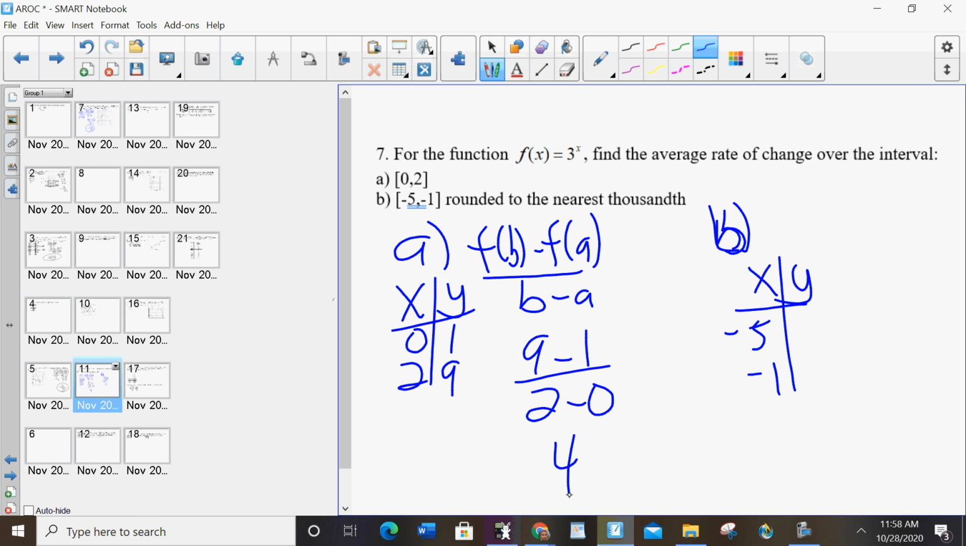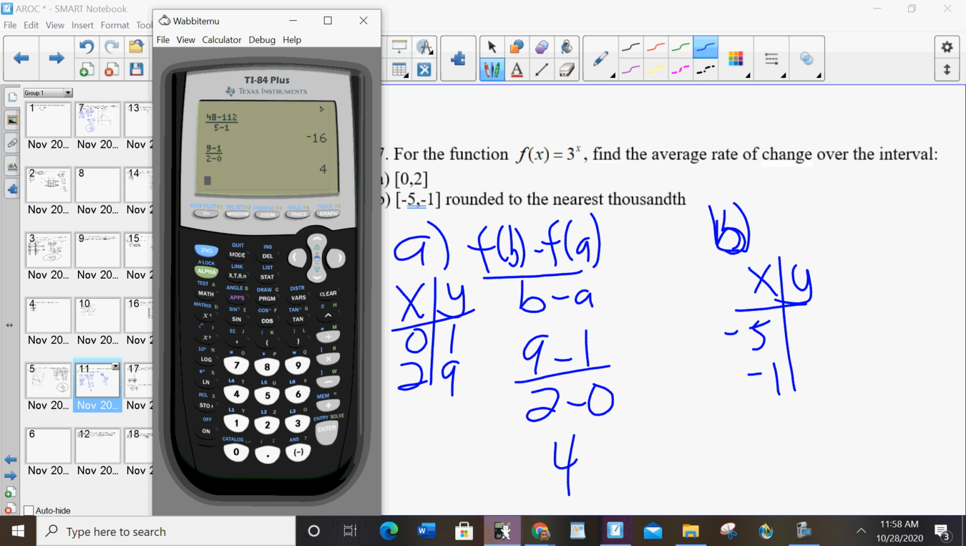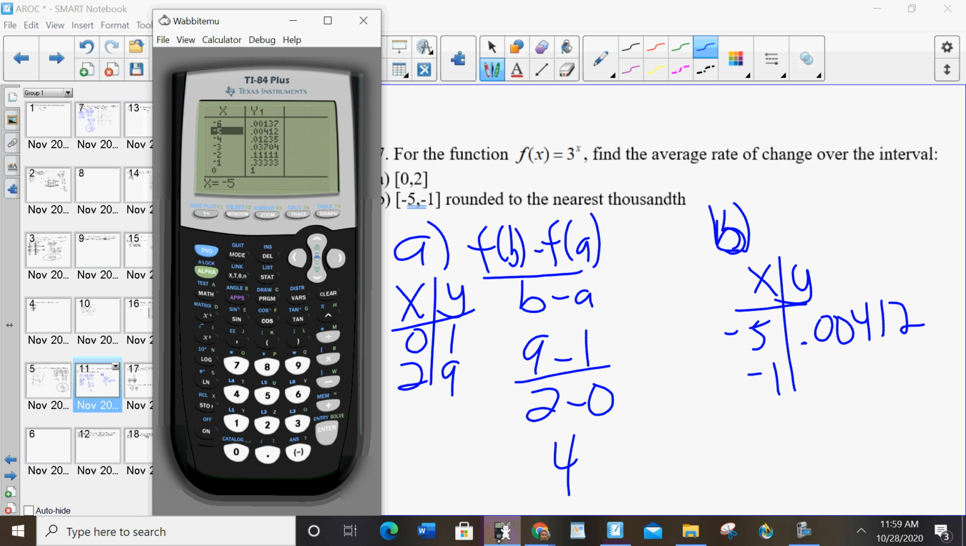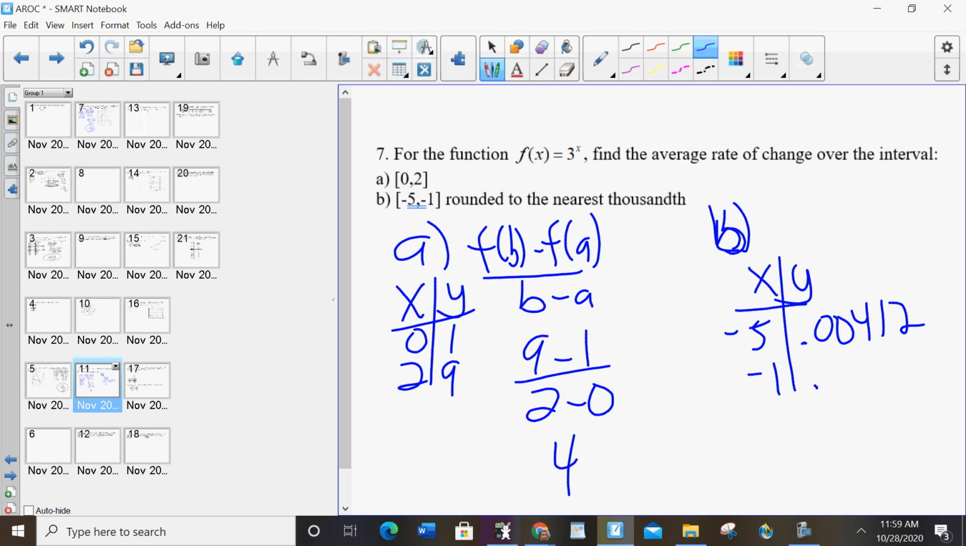Now for b, it's the same function, but now it wants it from -5 to -1. Again, you will not have the same average rate of change depending on what the values are. So I already have it in my y equals. Now I'm going -5 to -1. -5 is 0.00412, it said. -1 is 0.33333.